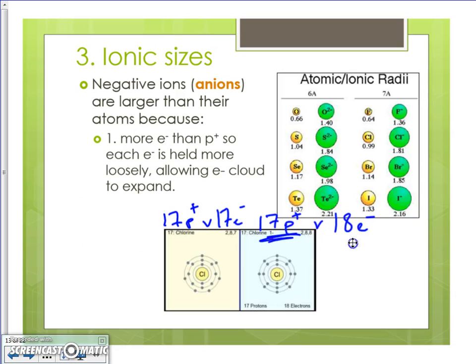So here, you're trying to share this 17 positive versus 18. Think about a class of 17 and we only bought one pizza, versus a class of 18 and one pizza. You're going to get a smaller piece of that pie. And here, just a visual: oxygen versus its ion, where these guys actually gain 2, so it's bigger. Fluorine versus its ion, again, just not enough positive charge to hold them in there.